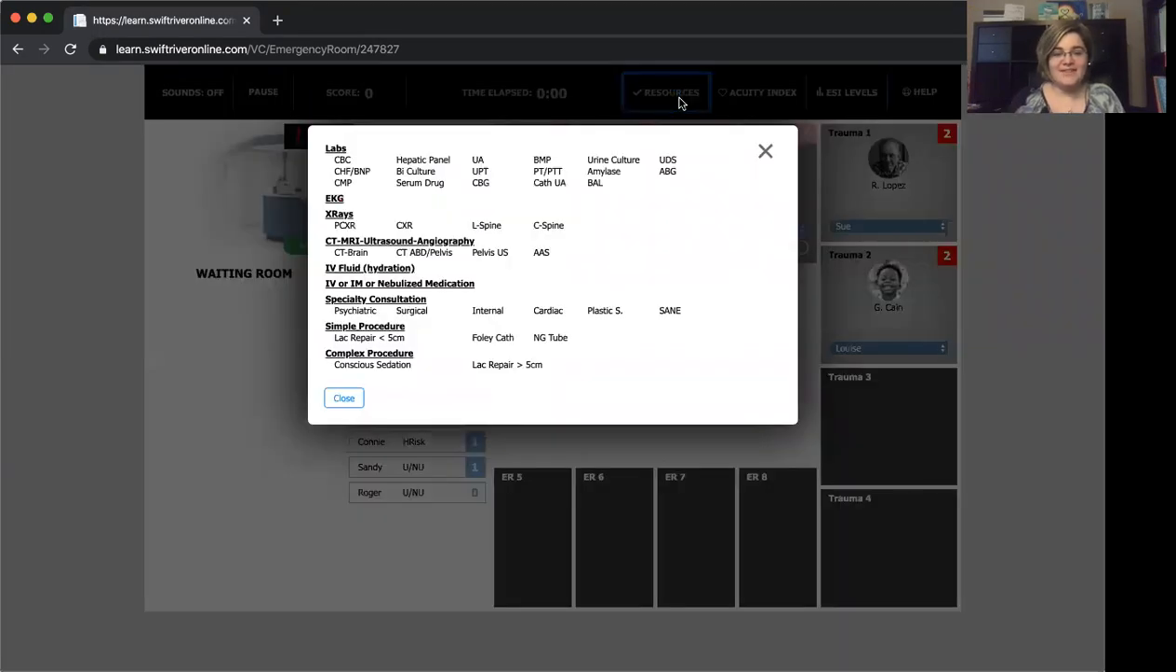These are the resources that you have available to you: labs, EKG, X-ray, CT, MRI, IV fluids, medications, specialty consults, simple procedures, complex procedures. You do not have to pick which one they are going to need, but if they need more than one of these, you know their acuity level is going to be acuity level 3.